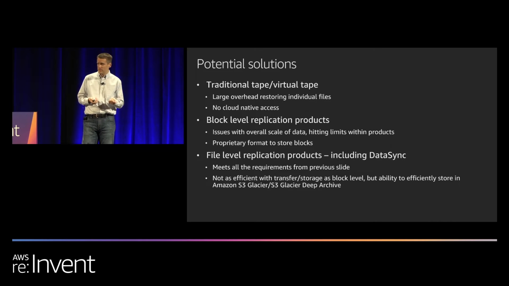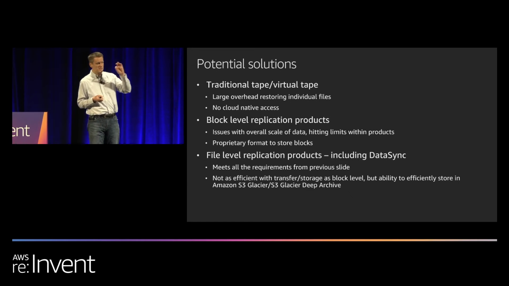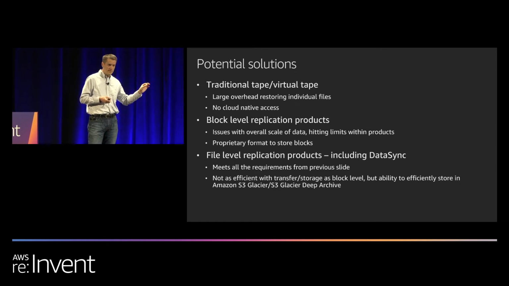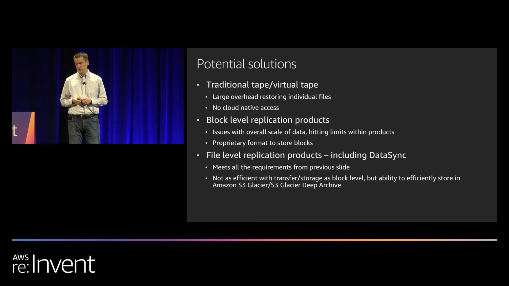Then we have the file-level replication, which includes DataSync, which just takes a change in the file on-premise and then copies that, replicates that over into the cloud. And then it meets what we have in all the previous slides if we add in versioning to that object store as well. So if you use DataSync, we have to turn on S3 versioning as well to make that work. And that works pretty well.